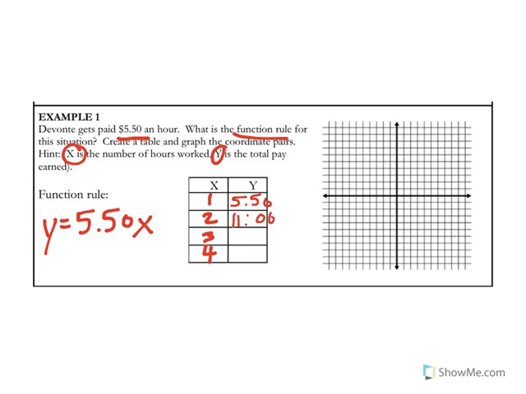Add 550 onto 11, I get 1650. Add another 550 onto that, add 50 and I get 17, add 5 and I get 22. So if he works for 4 hours, he gets $22. Now I'm going to graph these. Are they a little challenging? Yes, because 550 is a little difficult to graph, but we can do it.